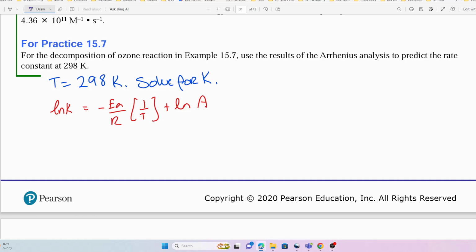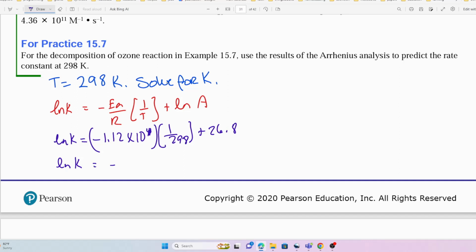So the ln of k is equal to negative 1.12 times 10 to the 4th times 1 over 298 plus ln of A. So we have now that ln of k, I forgot to plug in my ln of A as the actual value here. That's 26.8. That was our intercept. So the ln of k is equal to negative 10.78.